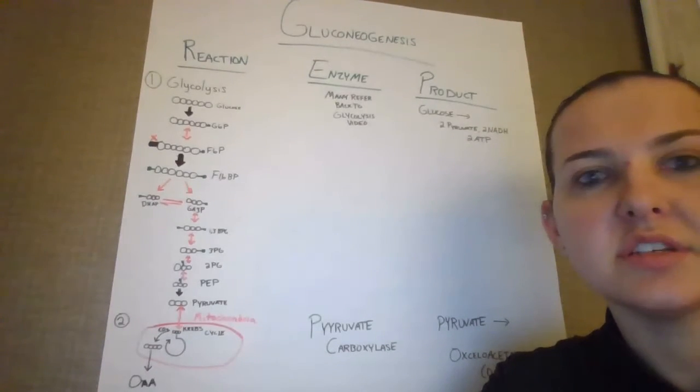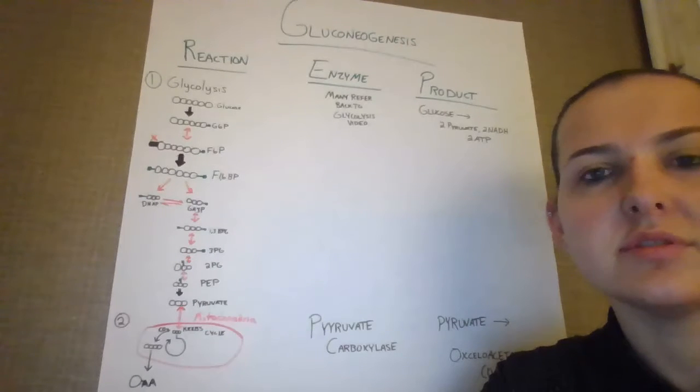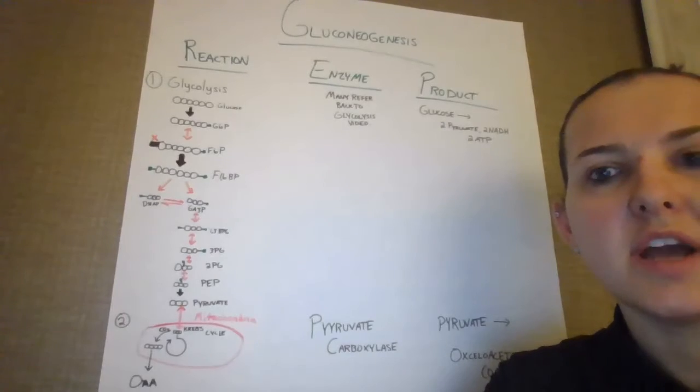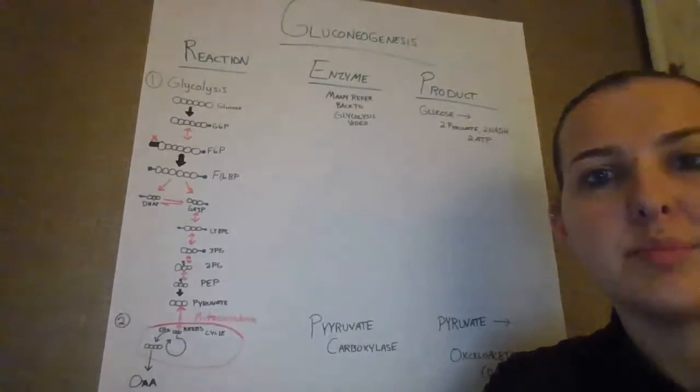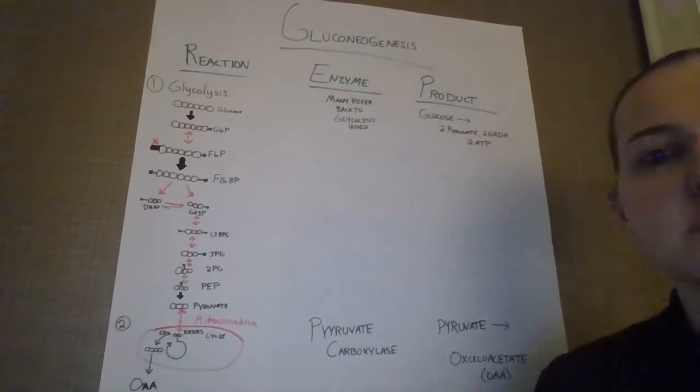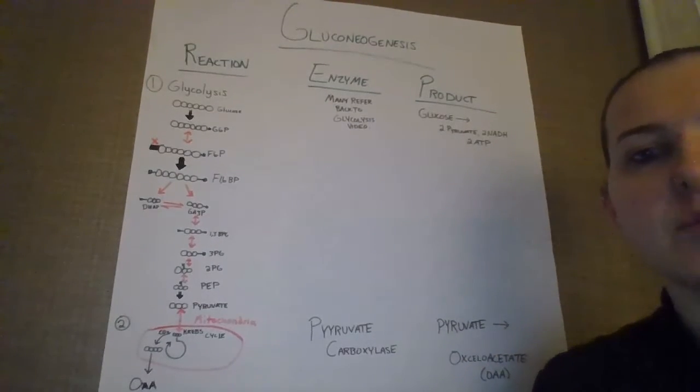In gluconeogenesis, you can have lactic acid, you can have triglycerols, you can have amino acids and different non-carbohydrate sources that get converted back into glucose. So that's what this process is going to go over. So let's go ahead and take a look at it and why this would occur.